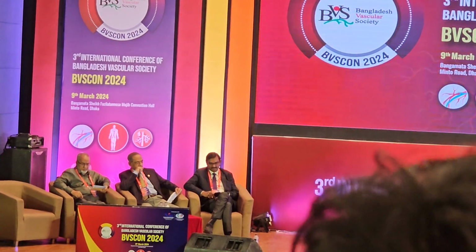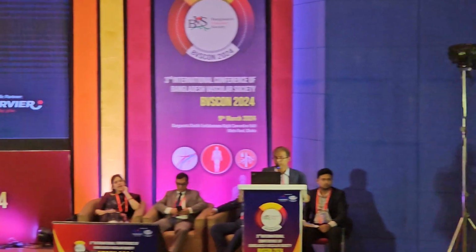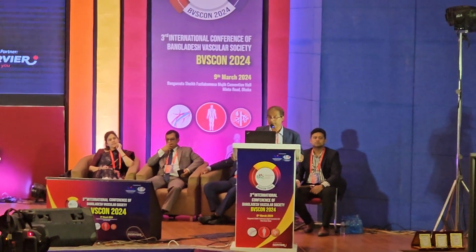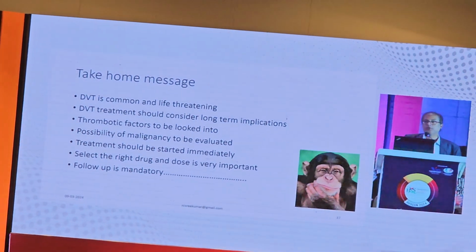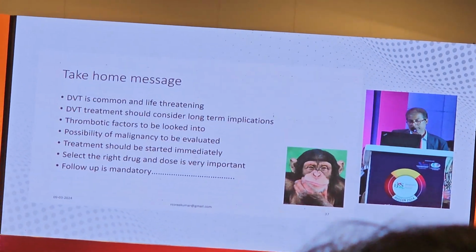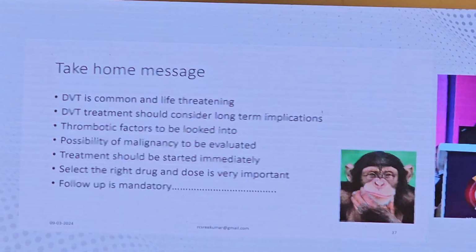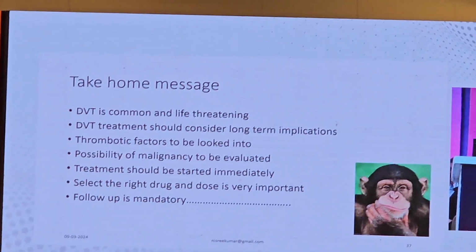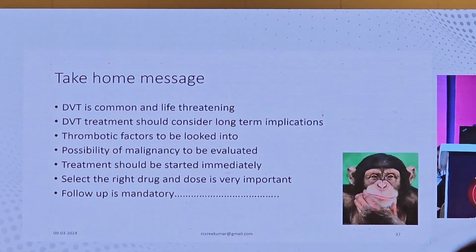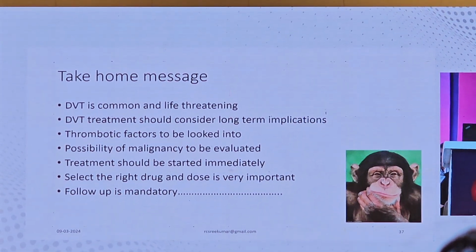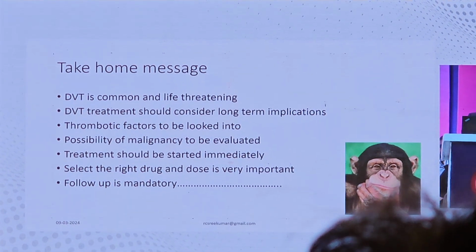So the message is very simple. DVT is very common and life-threatening. You have to identify all these patients, and consider the long-term implications. And always look for thrombophilic pathways that may need lifelong treatment, and you have to identify the possibility of malignancy in this patient. And once you diagnose DVT, the treatment has to be started immediately. Select the drug that is convenient to the patient, and dosing is very important. And all these patients require follow-up for at least a year for the underlying malignancy.